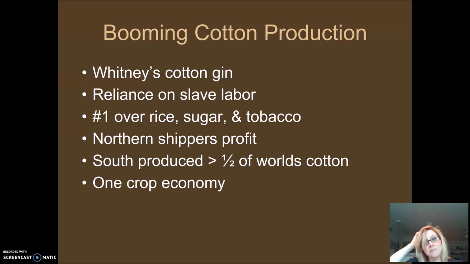They get to pay bottom dollar, basement dollar on the cotton. Whereas the cotton producers are like, you know what, we're selling this to you really cheap and we can get a better price in Europe, but you're preventing us from getting paid in Europe with your tariffs and your trade issues and your banking issues. So at this time, the South produces half of the world's cotton.